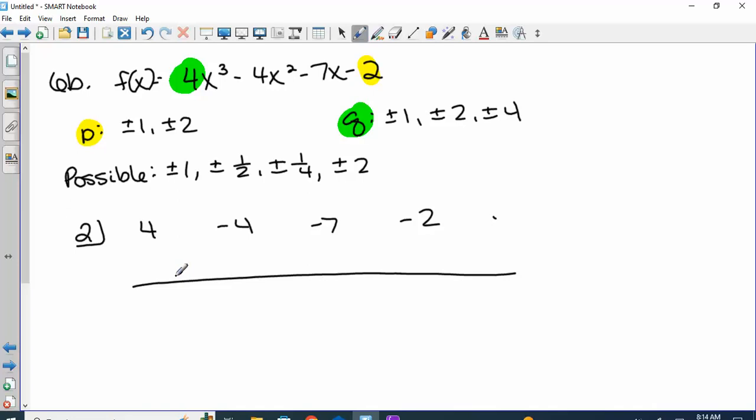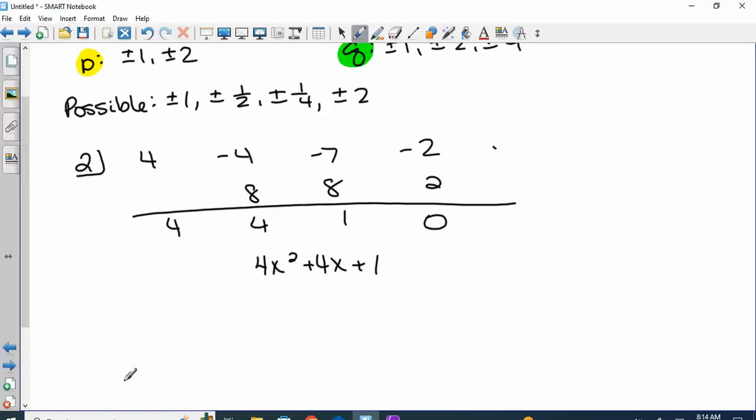So we have to do this synthetic. If you guys try to skip this and only give me things from the graph, you are losing a lot of points here. So we do our synthetic. So we get 4x squared plus 4x plus 1.